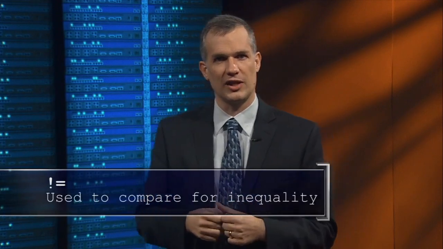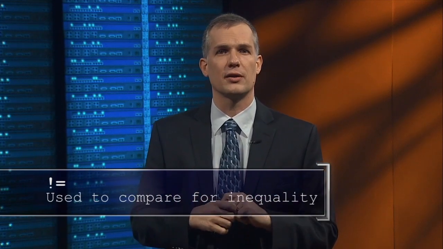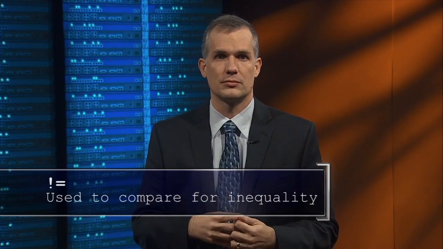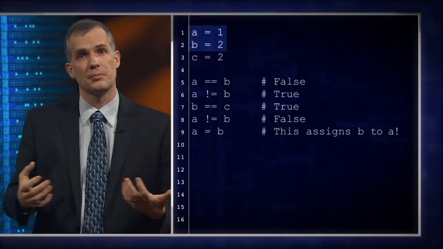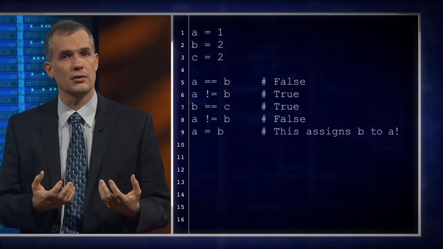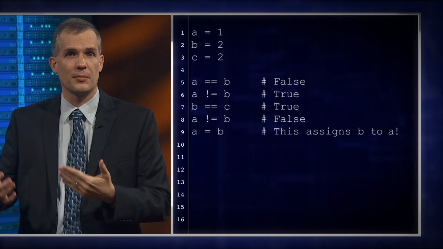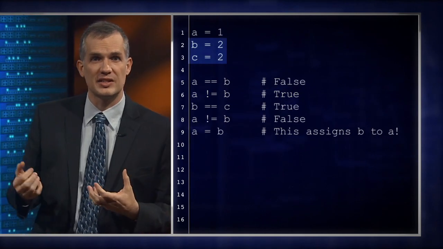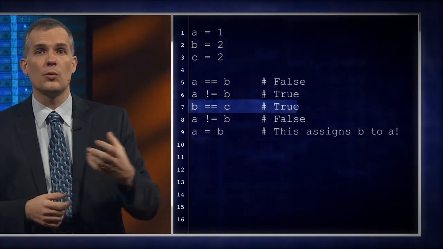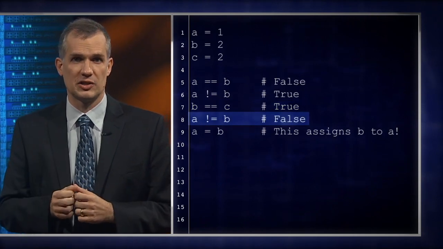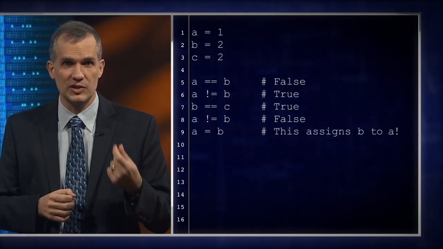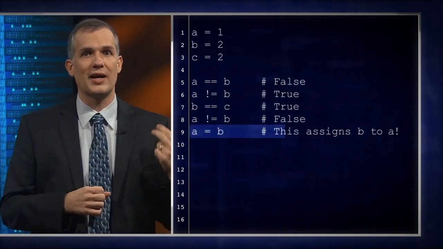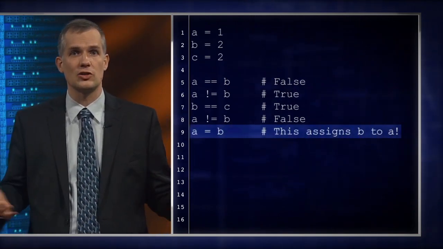Okay, to compare for inequality, that is to check whether two things are not equal, we use an exclamation point followed by an equal sign. This comparison will be true when the two things being compared do not have the same value. As you can see, we can compare a and b, which have the values 1 and 2, for equality, and we get a false. Or we can compare them for inequality, and in that case we get true. If we compare b and c, which both have the value 2, then the equal comparison is true, and the not equal comparison is false. And remember, the single equal sign is not a comparison, it's an assignment. So writing a equal to b will actually give a the value 2 in this case.